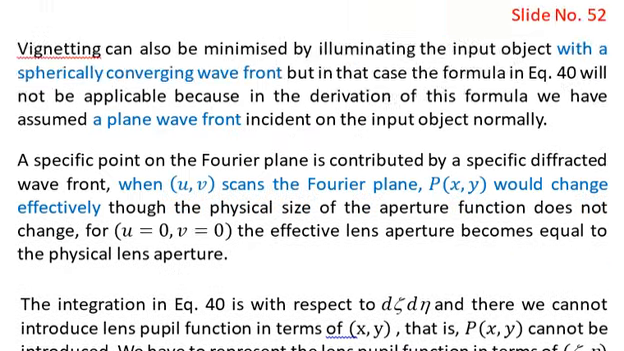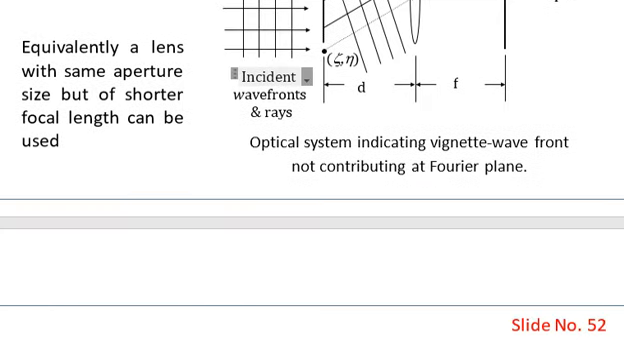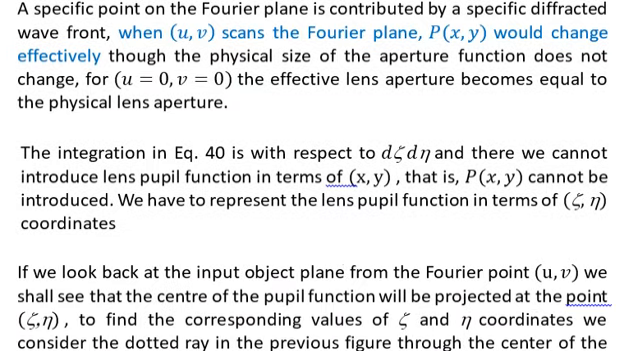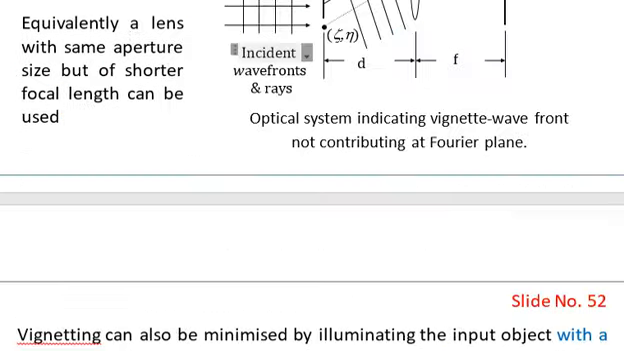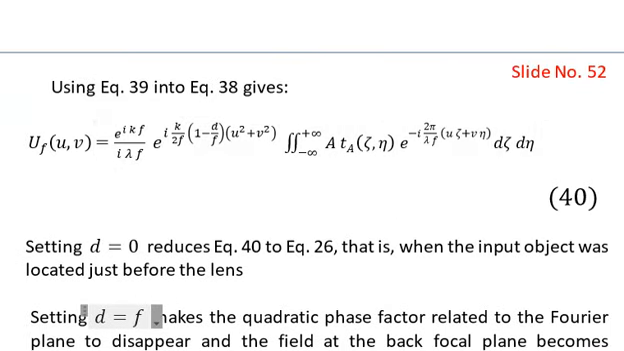But if this uv point scans this Fourier plane, then of course the pupil function P of x, y will also change its position effectively. So in order to include the pupil function in this expression, note that the formula which we have derived here does not involve any pupil function. It means that the object is of infinite size, and of course the lens is also of infinite size in equation number 40.